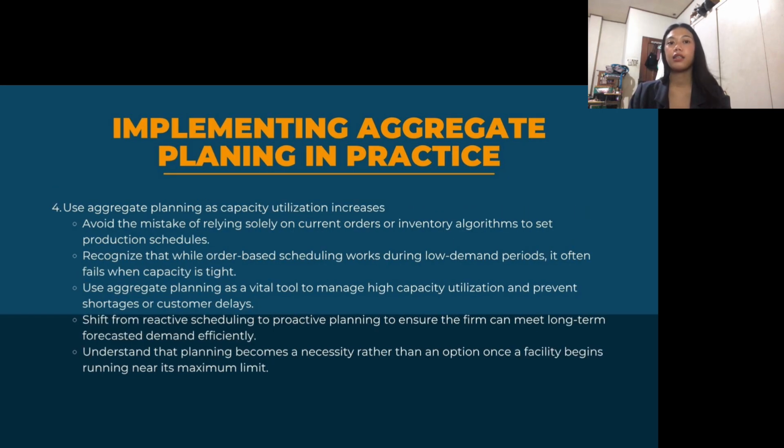Number four, and lastly, you have to use planning as capacity fills up. So when a company is only at 50% capacity, they can usually wing it just by following incoming orders. But as you get closer to 100%, there is no room for error. So when utilization is high, relying solely on orders leads to shortage and delays. So this is where aggregate planning saves the day. It helps you manage your limited resources effectively so you can meet demand without breaking the system.